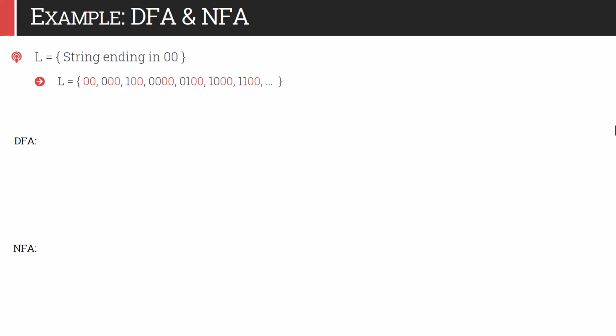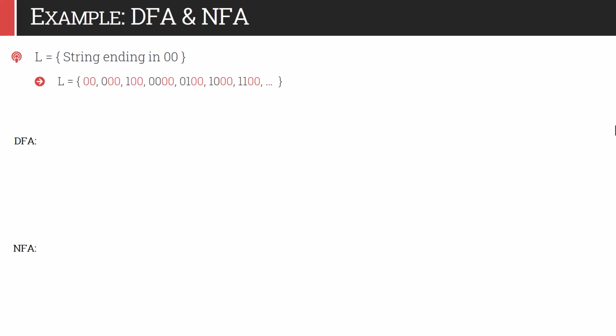Our first language is the set of strings which end in 00. If we enumerate the strings, the smallest possible string is 00. Then strings of length 3, which are 000 and 100. Then strings of length 4 would be 0000, 0100, 1000 and 1100. And then we have a set of infinite such strings.